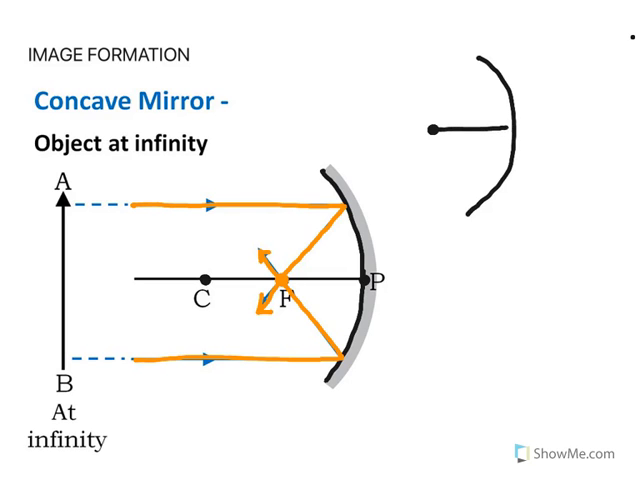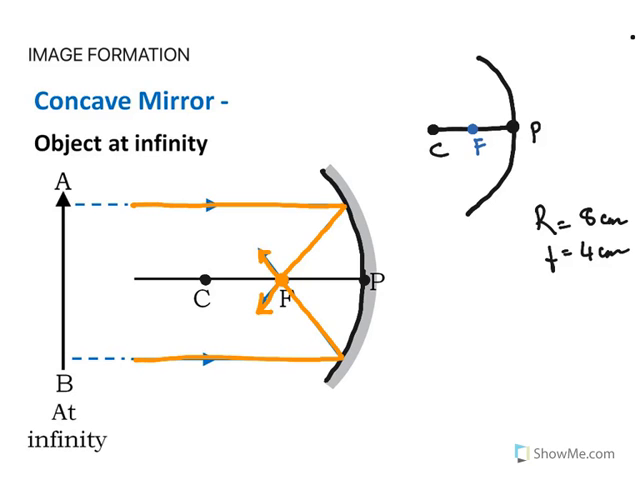Now this line here will be your principal axis, this is your pole. If you have taken your radius, say 8 centimeters, halfway will be your focus, that is 4 centimeters will be your focus. So at 4 centimeters here you will mark your focus as F. This is your center of curvature.